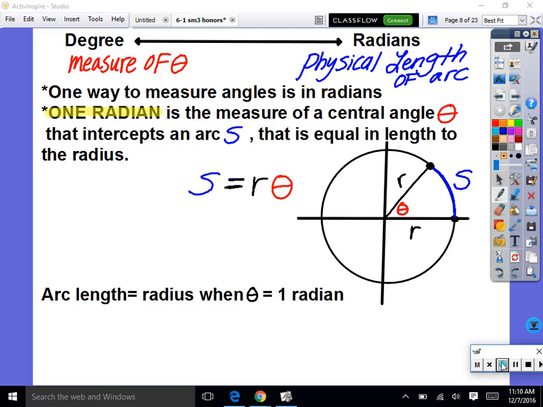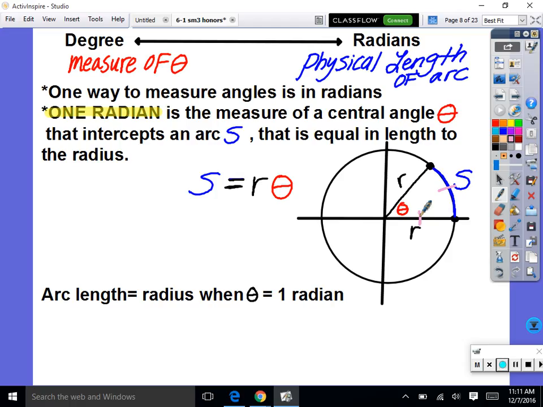All right, so this is one thing to note. One radian is the measure of the central angle theta that intersects arc S. So here's our arc. Angle theta is opening up on arc S. That is equal in length to the radius. I'll say that in easier terms. When this arc length is equal in length to the radius, that's considered 1 radian. When the radius opens up and finally hits the same length as the arc, that's when it's 1 radian. So arc length equals radius when theta equals 1 radian.